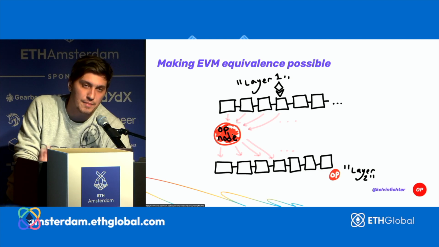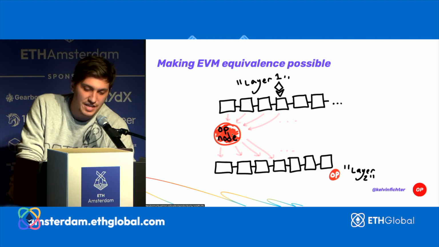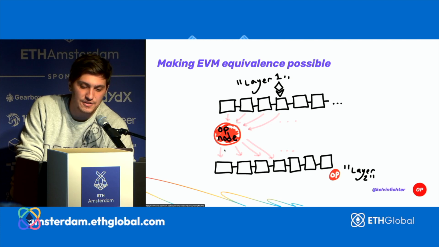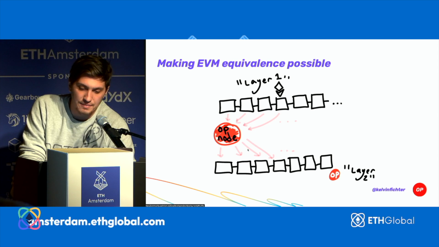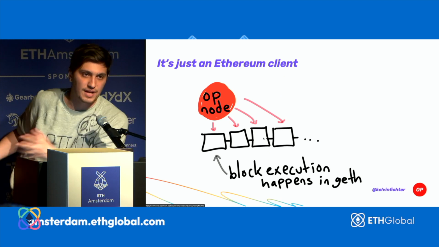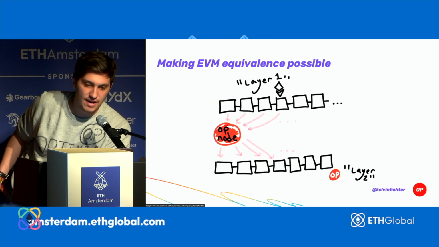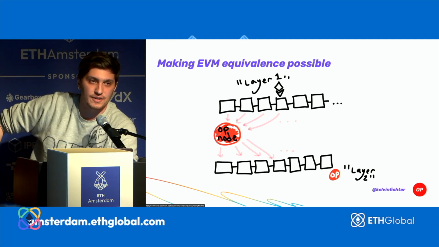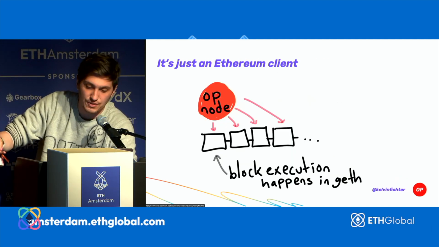We have this thing called the OP node, and it pulls transaction data from layer 1, just like pulls in layer 1 blocks. And from these layer 1 blocks, it deterministically generates a list of layer 2 blocks. Right at this point, you just have a blockchain on layer 2, and it's fully derived from layer 1. So just like a pure function on layer 1 blocks that generates layer 2 blocks. And then you need to execute those blocks.